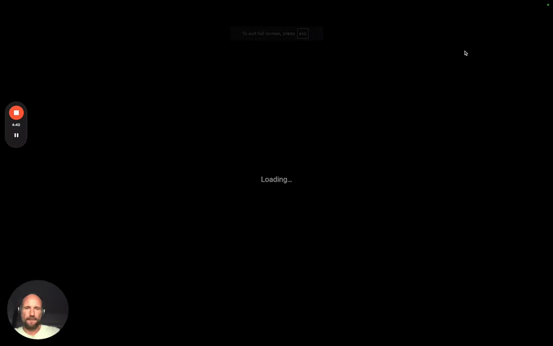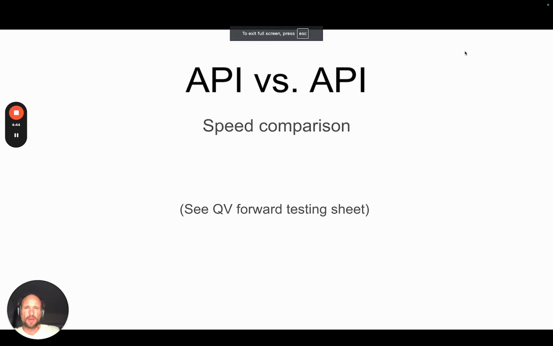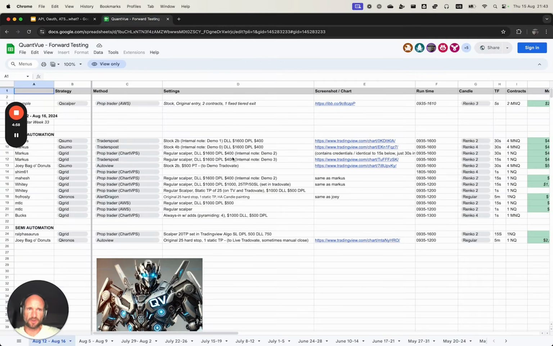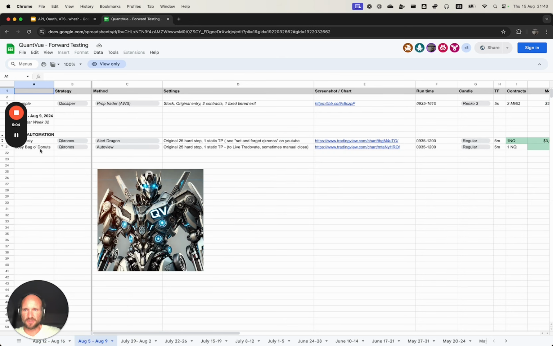So, API is also not always API. Yes, it is a standardized protocol, it's a standardized way of tools talking to each other, but there are very different implementations of APIs, faster versus slower. Let's have a quick look at the publicly accessible Google Sheet, if you're a QuantVue member, for forward testing. So this is the current week. I hit most of the comments last week. I only left these two visible.